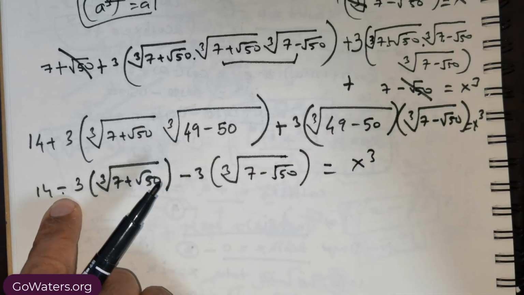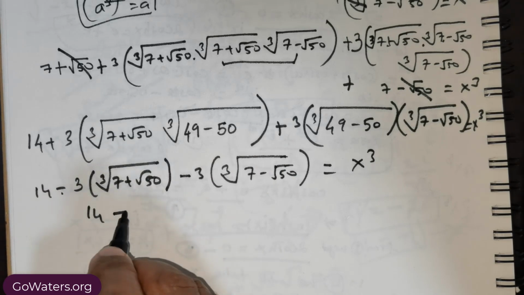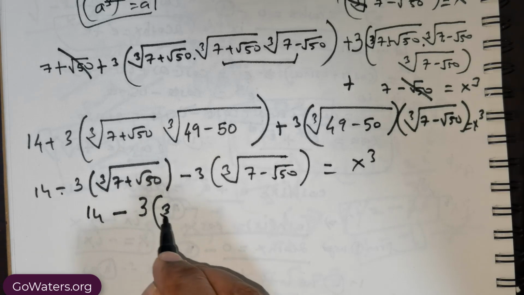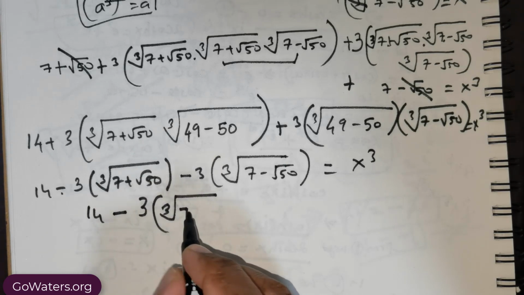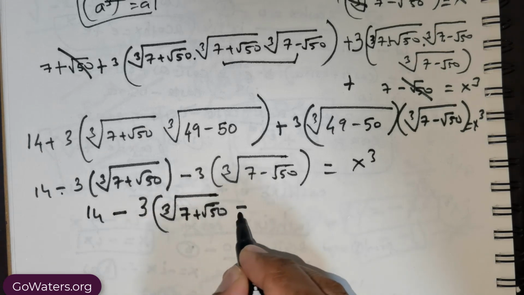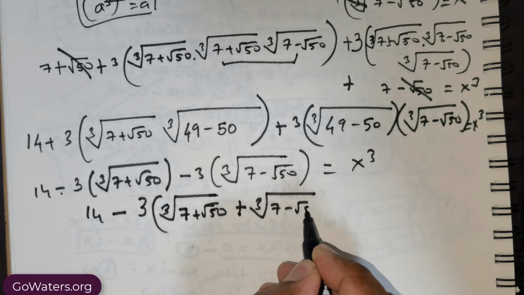Now negative sign with a 3, negative sign with a 3, I can take that out. So it's going to be 14. So if you were to take that negative sign and a 3 out, this is going to be third root of 7 positive root 50, right, followed by positive third root of 7 negative root 50.